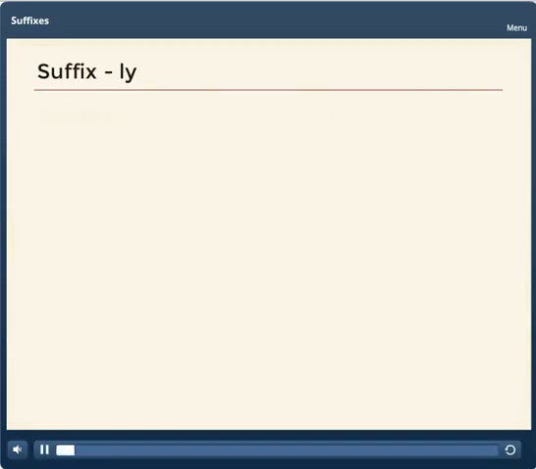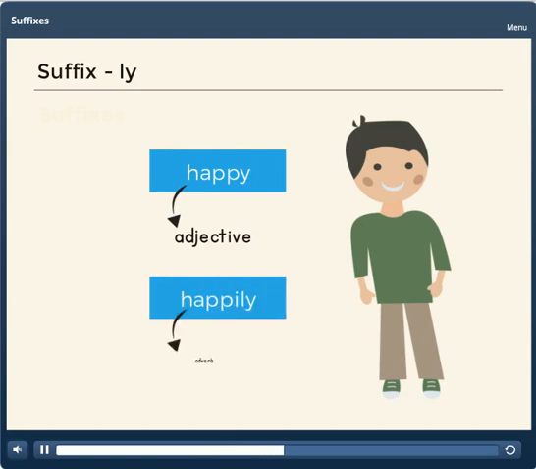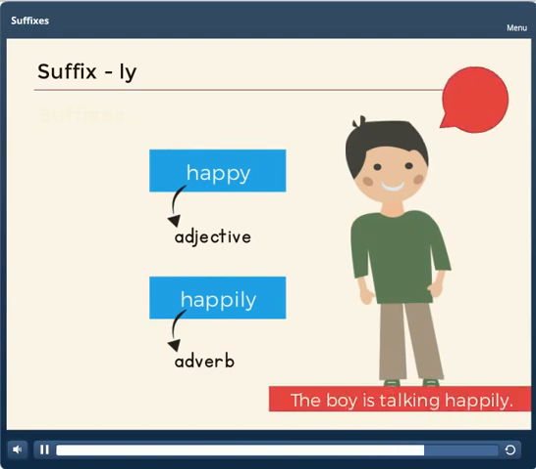The suffix ly can be added to an adjective to change it into an adverb. For example, this boy is happy. The word happily is an adverb. We will use it to describe an action. The boy is talking happily.